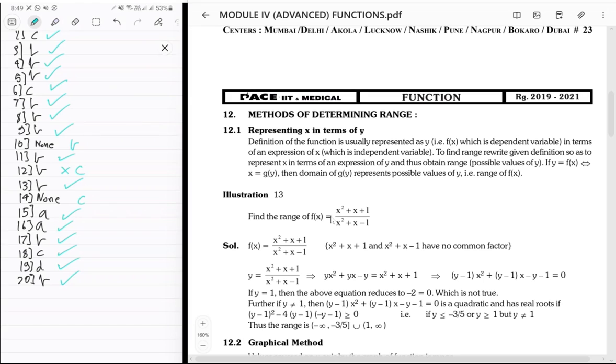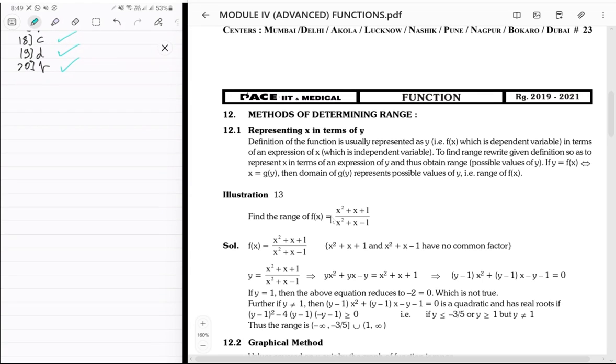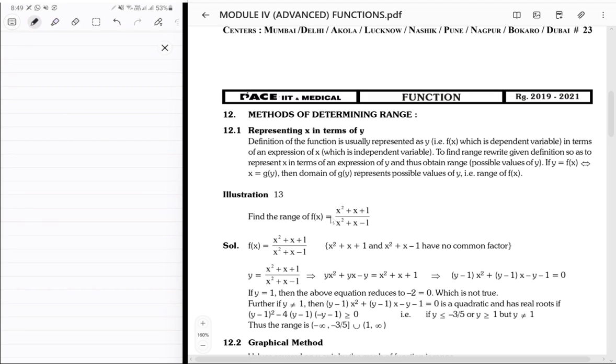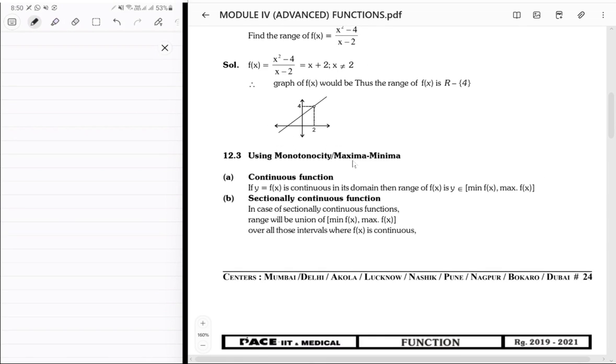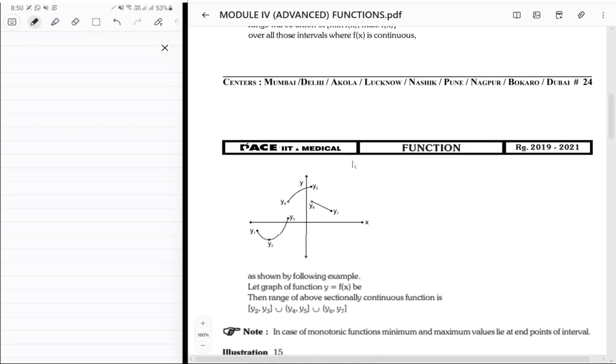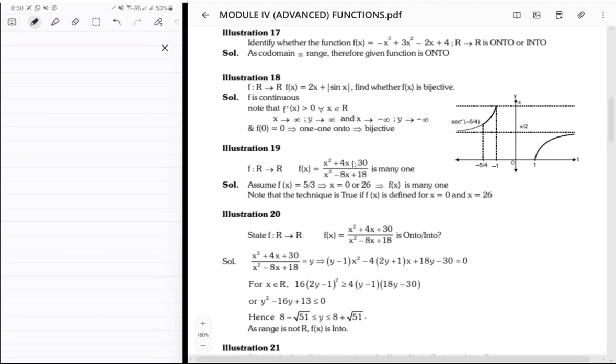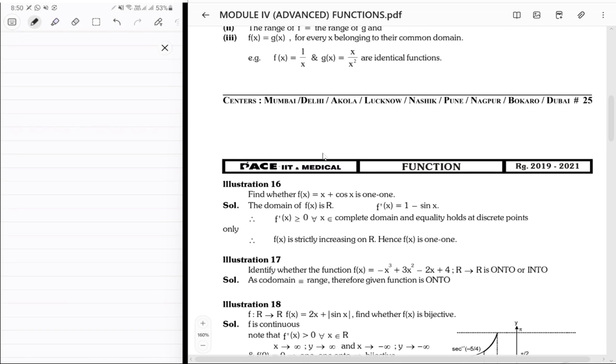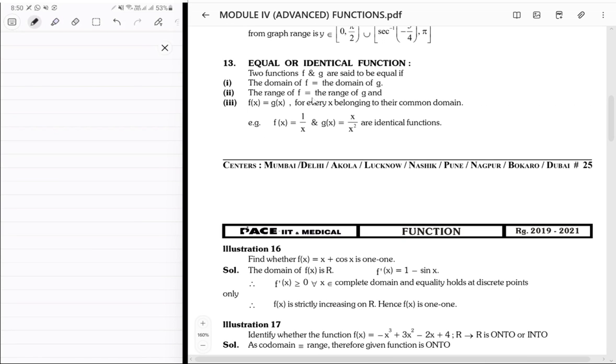Right, methods of determining range. So this was only domains and stuff; now we're going to range. We don't need the methods, I'm just going to go to the questions. What is this? Oh, come on. What's happening? Equal or identical functions.